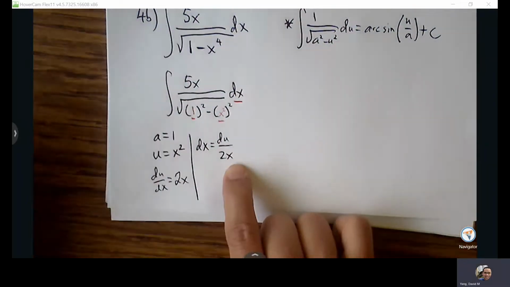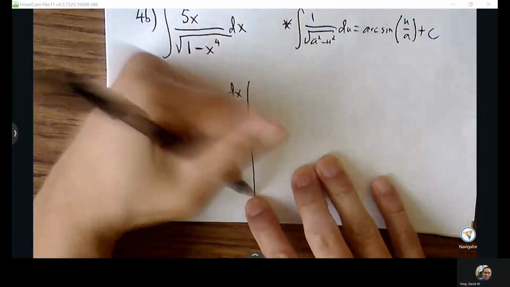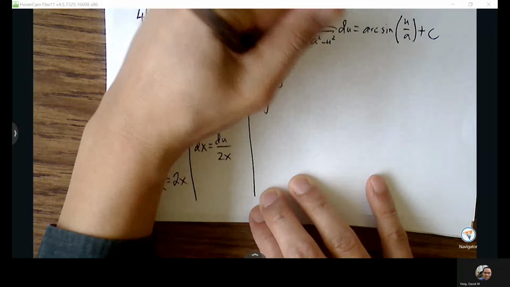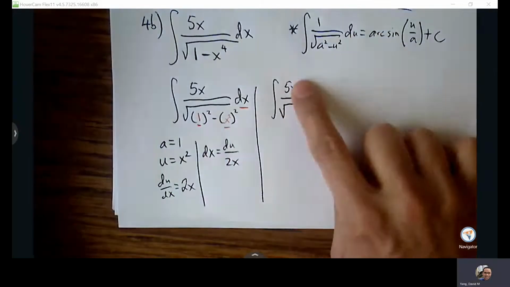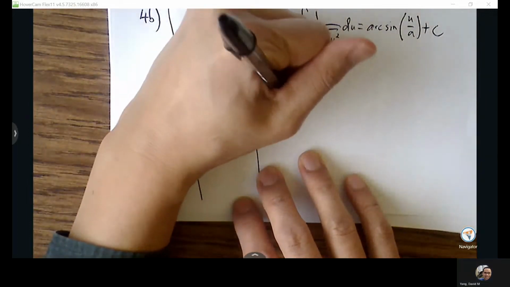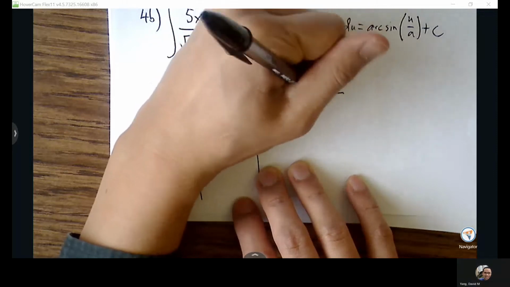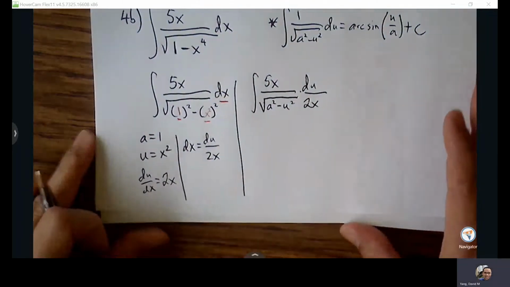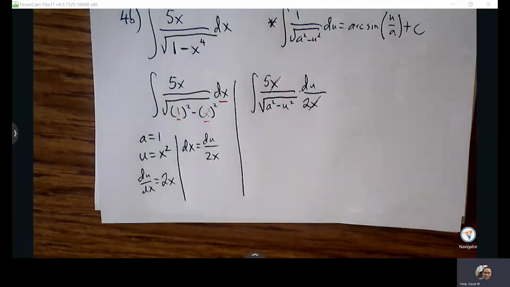Okay. It's nice to see that 2x there because we know that 2x is going to handle that 5x up top. Convert everything in terms of a and u, and we'll hope that the x will just go away when we make that substitution. We got the x to go away. That's a good sign. What can we do next?